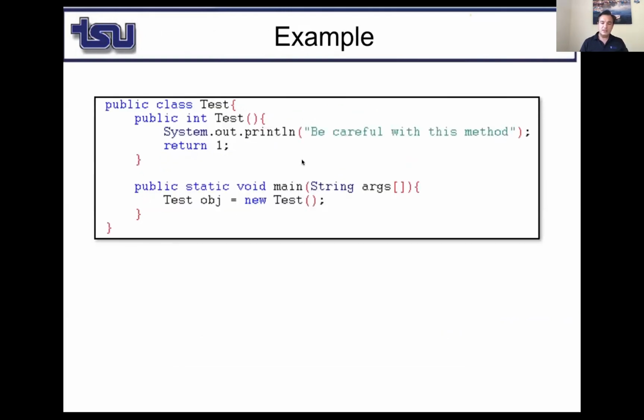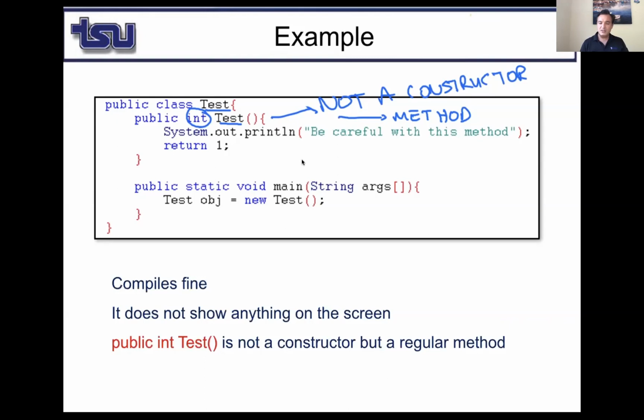Let's look at this. Be careful. This has int. That means, yes, the name is Test, capital T, but this has a return type. That means this is not a constructor. It is a method. Interestingly, you can have a method with the same name as your class name. Therefore, when you do this, it's not going to print anything. Why? Because it is not calling this one. It is calling the default constructor, which doesn't do anything. Java creates a default constructor for you. It doesn't do anything.